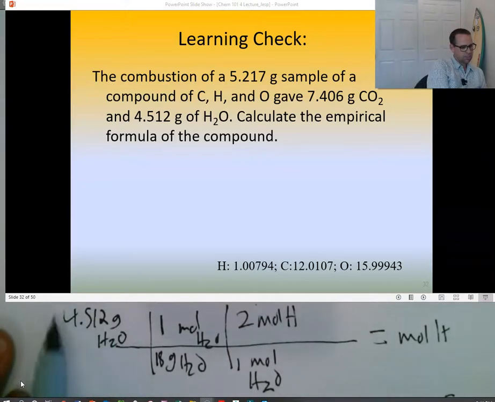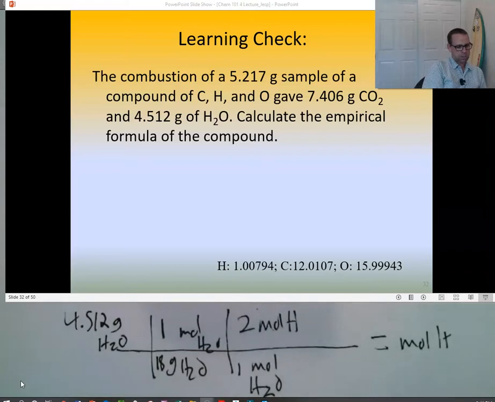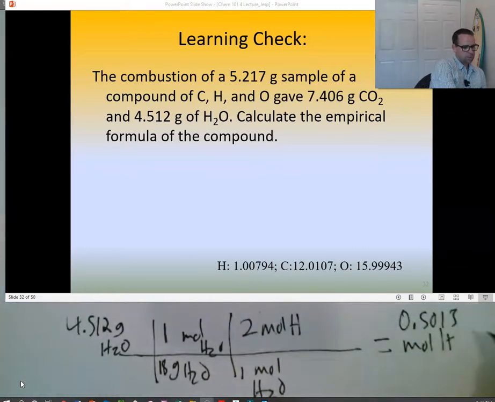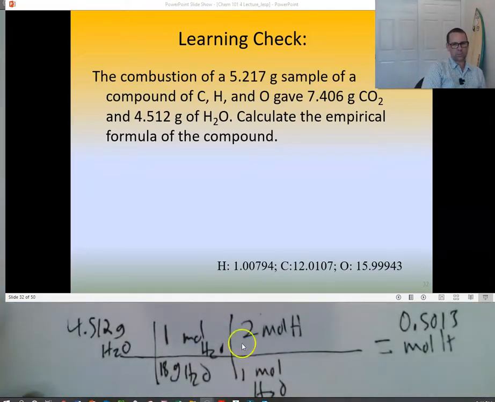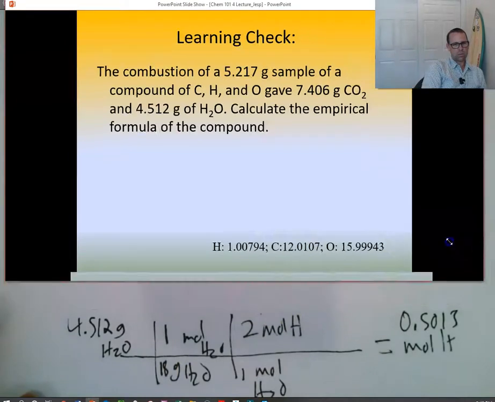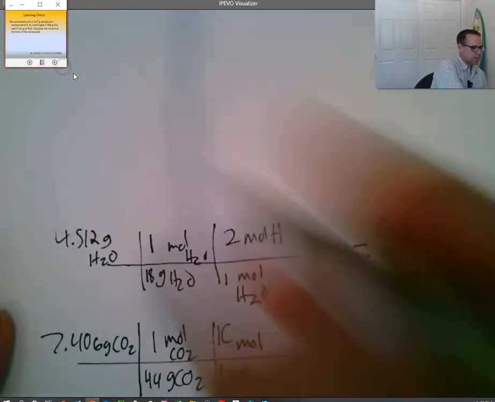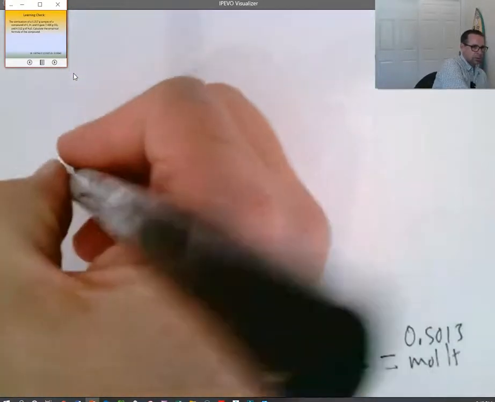So then I just have to take my 4.512 divided by 18 and multiply it by 2. That's just calculator work: 4.512 divided by 18 times 2. And the answer is 0.5013 moles of hydrogen.